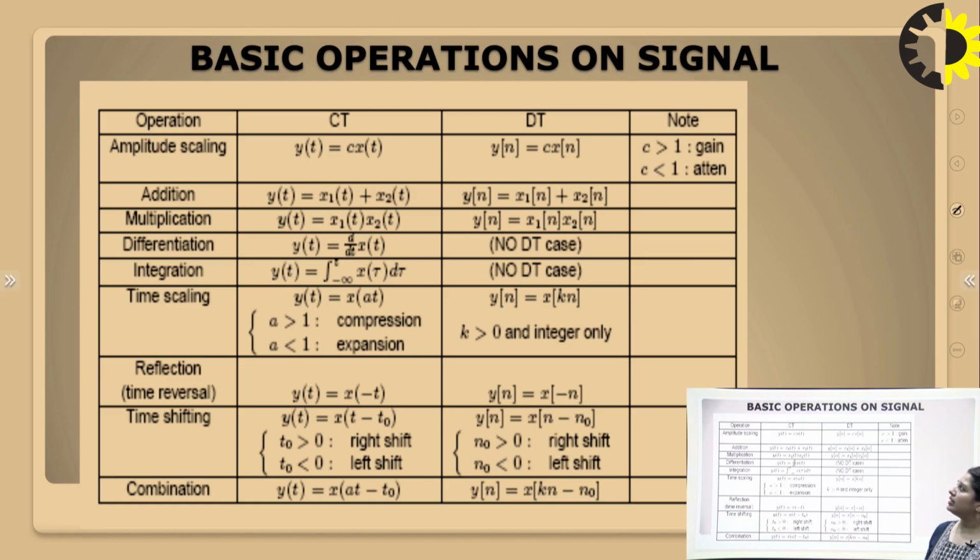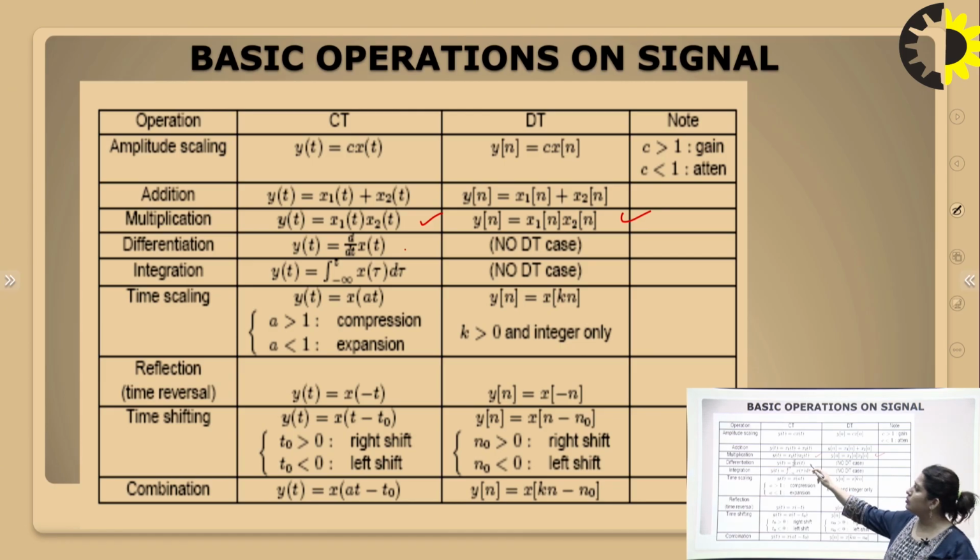So there are basic operations on signals. The first operation is amplitude scaling. If there is a signal which has some amplitude, suppose A, and it is multiplied by C, it will be expanded, or amplified by a factor C. So C is basically a gain if C is greater than 1, and if C is less than 1, it is called attenuation. Similarly, for addition of two signals, y(t) is equivalent to x1(t) plus x2(t). Similarly, in discrete time, x1[n] plus x2[n]. Multiplication is a simple multiplication, x1(t) multiplied by x2(t). And similarly, y[n] is equivalent to x1[n] multiplied by x2[n].